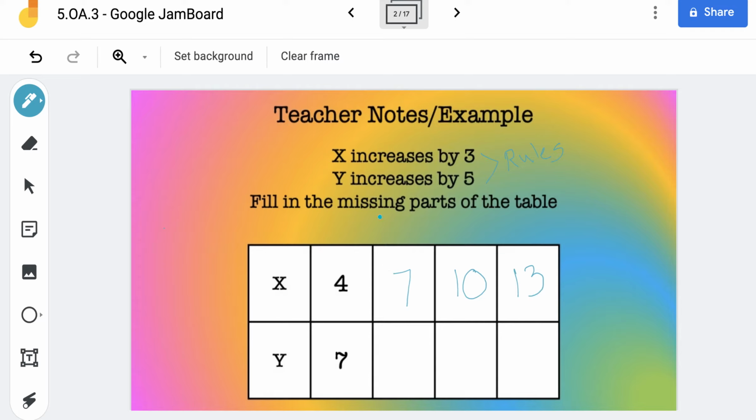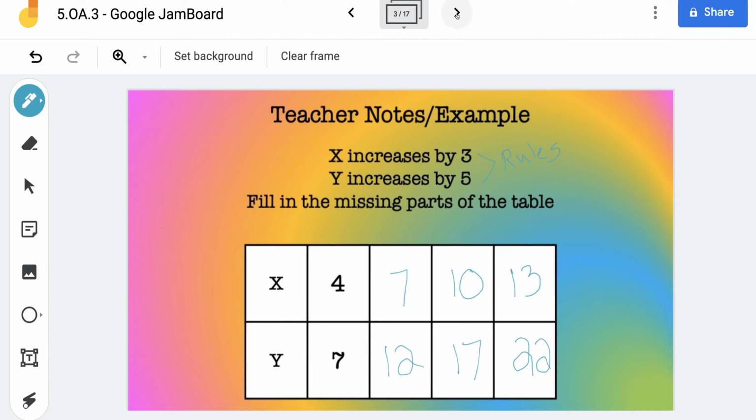And then the rule for the y values is they increase by 5. So 7 plus 5 is 12. If I add 5 to 12, I get 17. And then if I add 5 to 17, I get 22. And we just filled in our first input-output table. Good job. All right, let's go to the next slide.